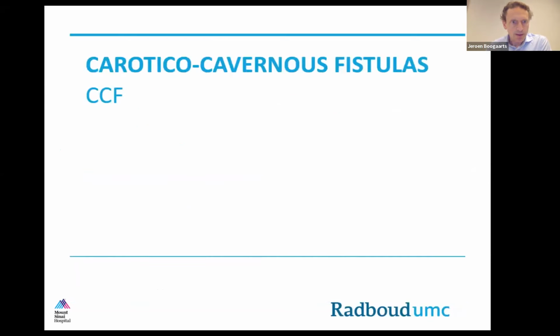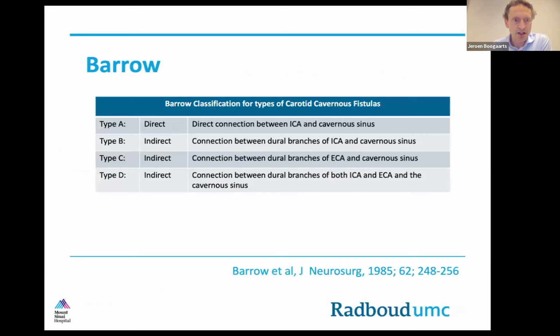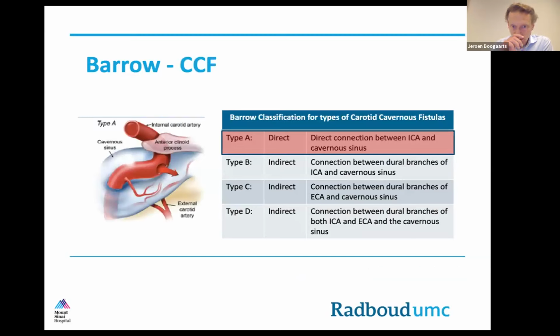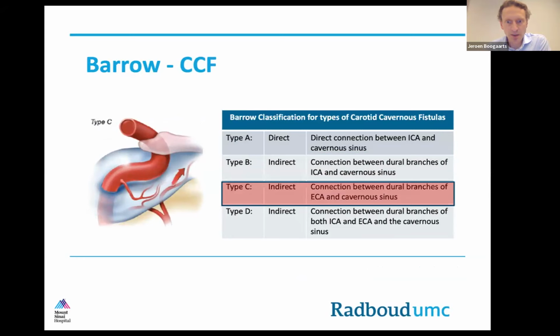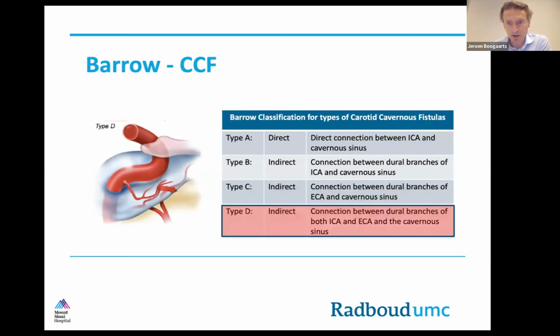So not only the dural fistulas, but I would also like to tell something about the carotid-cavernous fistulas, the CCFs. For this, we have the Barrow classification, and let me go briefly over it. Type A is the direct connection between the internal carotid artery and the cavernous sinus, most often in case of trauma. Type B is the indirect connection between the dural branches of the internal carotid artery and the cavernous sinus. Type C is the dural branches of the external carotid artery and the cavernous sinus. And type D is actually a combination of type B and C.